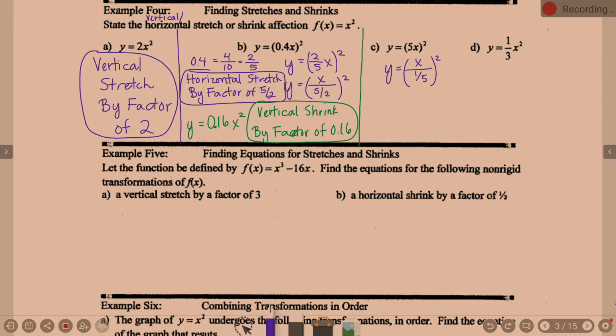Based on this form, what is this? What kind of shrink? Horizontal shrink. It's x divided by the number, and it's a shrink because it's a number less than 1. So horizontal shrink by a factor of 1/5.